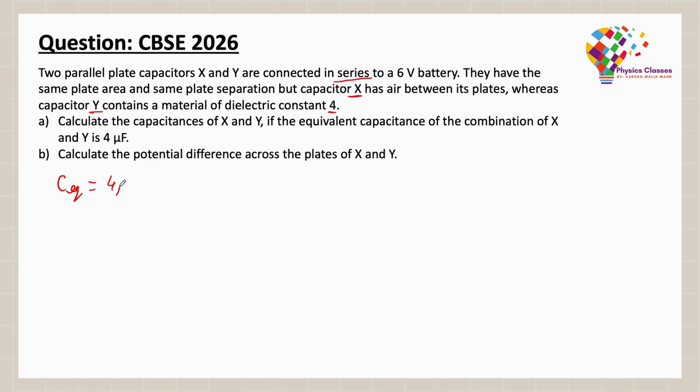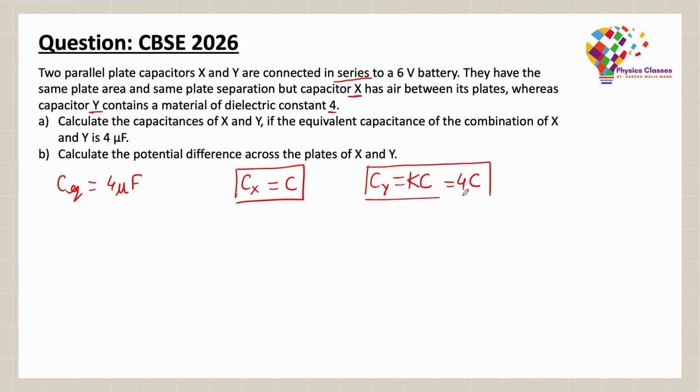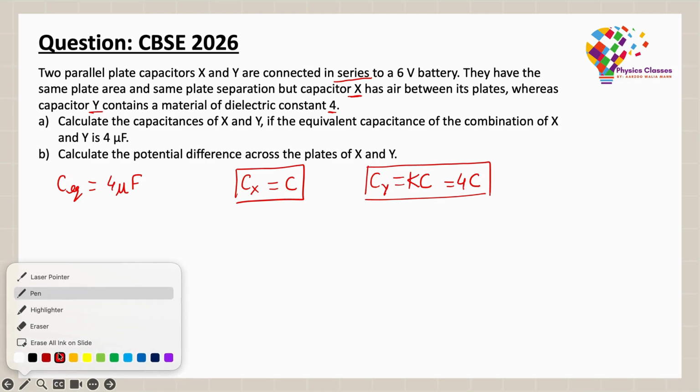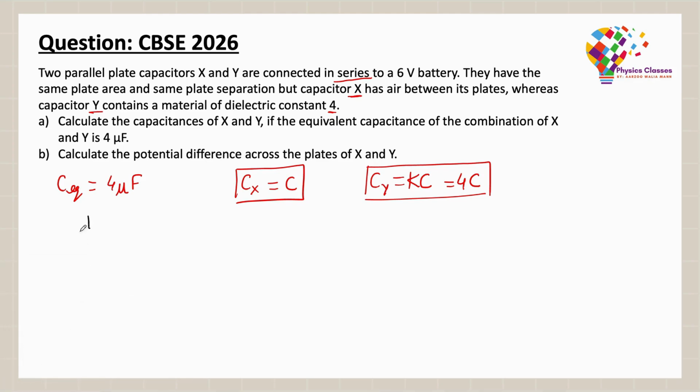So I know that the equivalent capacitance here is 4 microfarads. If I assume that the capacitance of Cx is C, then the capacitance of Cy would be K times C. That means it would be 4 times C, right? Because there's a dielectric constant. Keeping these two things in mind, we will directly substitute in the formula that we just derived for the equivalent capacitance in a series circuit.